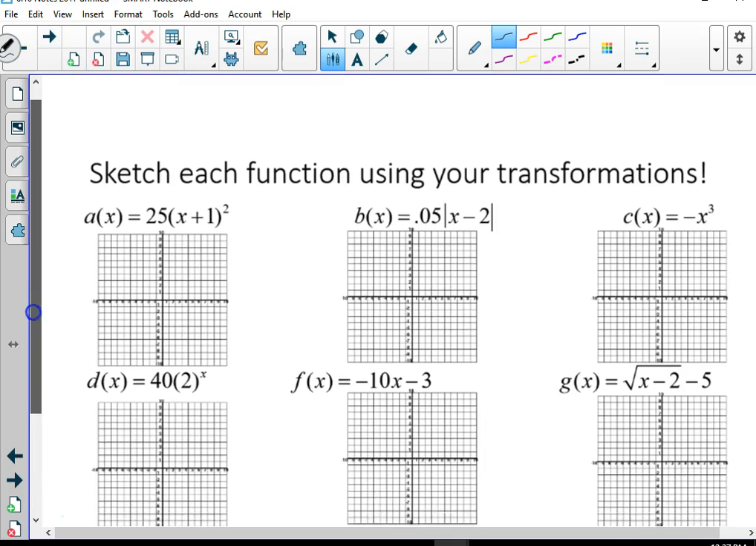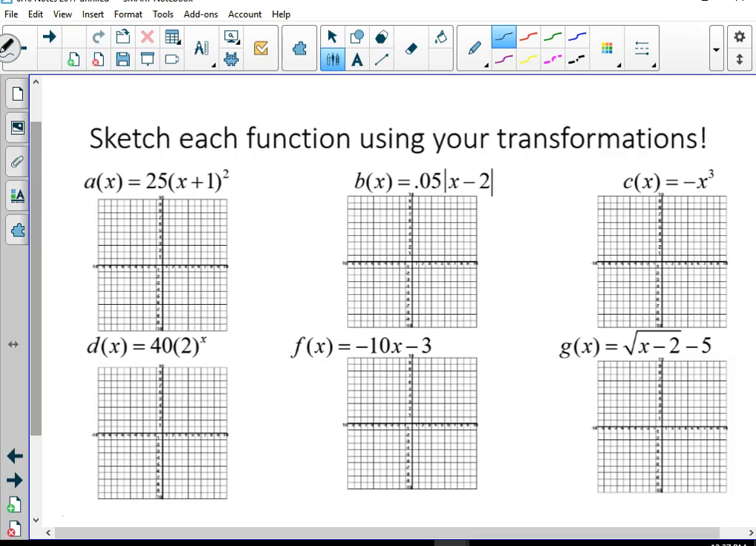Okay, we're going to really just roughly sketch this. What's the +1 going to do to it? The vertex. No, it's inside the parentheses. If I put a +1 out here, that would make it move up. But remember, if it's in here, it goes opposite. Left 1. So my new point is going to be right there, -1. Now, with the 25, it's going to be wider or narrower than a normal one? It's going to make it a really narrow one starting at -1, 0.